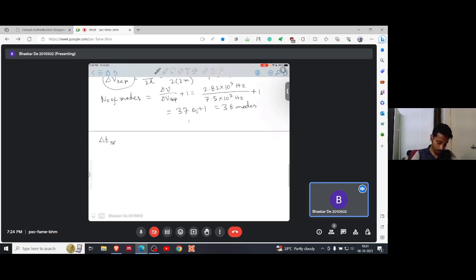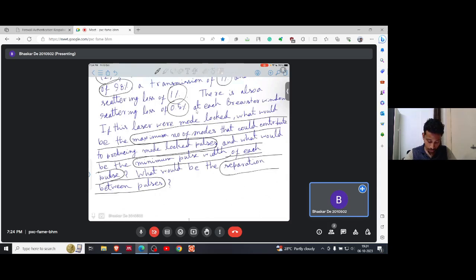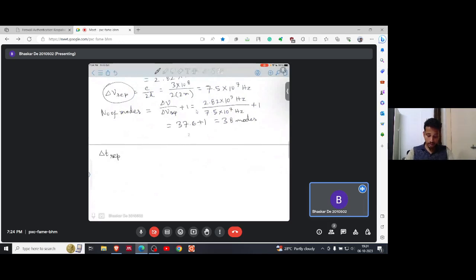So basically in this laser, the question was that if this laser were mode locked, what would be the maximum number of modes that could contribute to producing mode locked pulses. So in this particular laser 38 modes are contributing to the pulses. Okay, so the answer is 38. Basically 38 different oscillating sine waves are locked in phase, and that gives rise to this pulse.